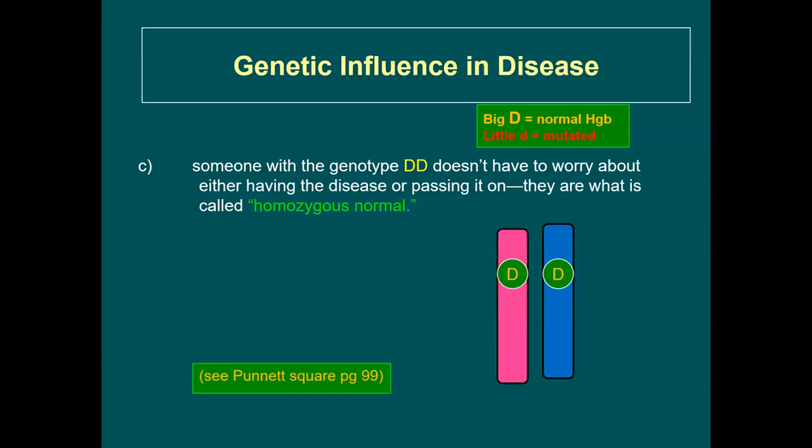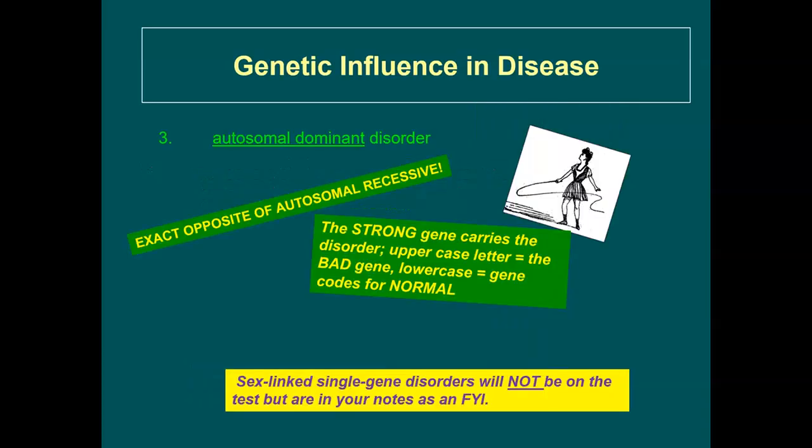Email me or your instructor if you're confused about this. Now let's move on to the other way that individuals can inherit genetic disorders, and that's the autosomal dominant disorder.